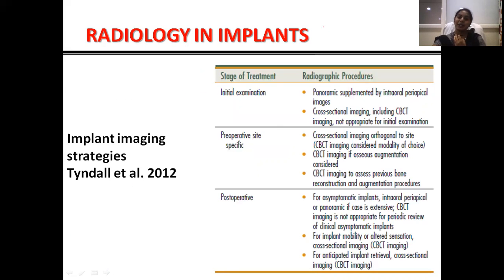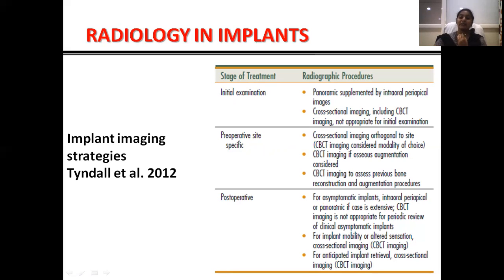In the initial examination, panoramic radiographs supplemented by a few periapical radiographs would be sufficient. Cross-sectional imaging like CBCT is not appropriate for initial examination. In case of preoperative conditions, site-specific imaging has to be done. If you really need to assess bone reconstruction or augmentation procedures, you can take CBCT. Post-operatively, if the implants are asymptomatic, intraoral periapical radiographs or panoramic. If the case is extensive, you can advise CBCT.